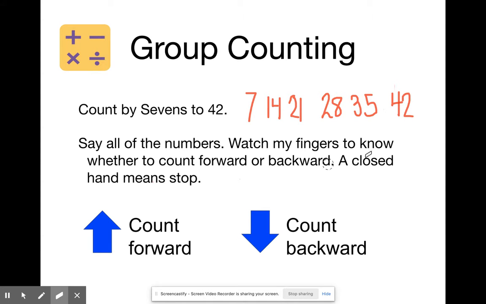Okay, I've replaced these numbers because now we're going to count backwards. Everybody with me, 42, 35, 28, 21, 14, 7. Everybody with me one more time, 42, 35, 28, 21, 14, 7. All right.